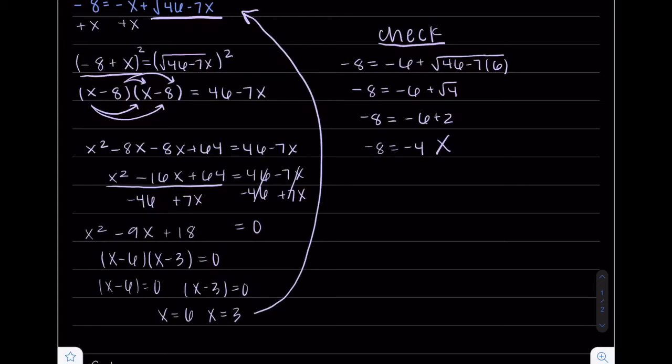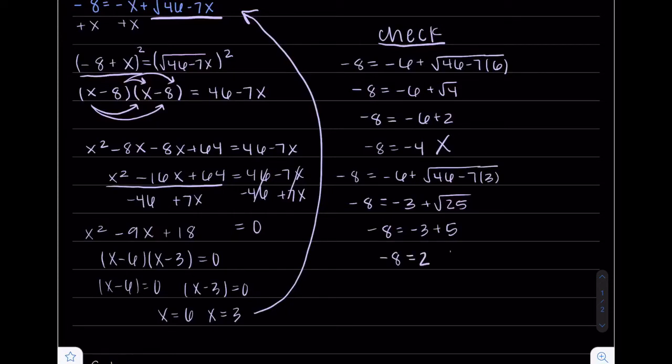Now check our other one. -8 equals -3 plus radical 46 minus 7 times 3. Get -8 equals -3 plus radical 25. But you can just throw this in your calculator. You really don't have to write it out like I'm doing. But then you're going to get -8 equals 2. And that's not true either.